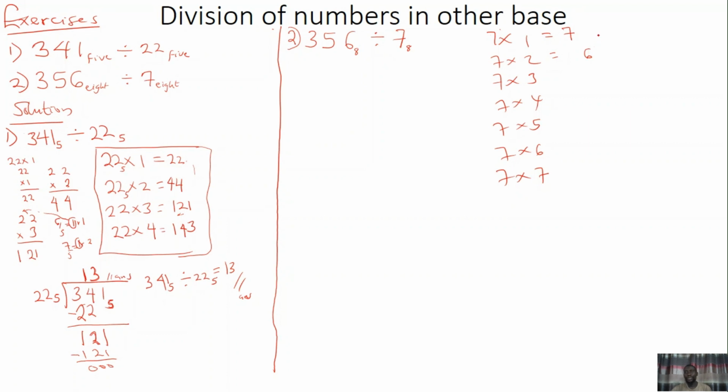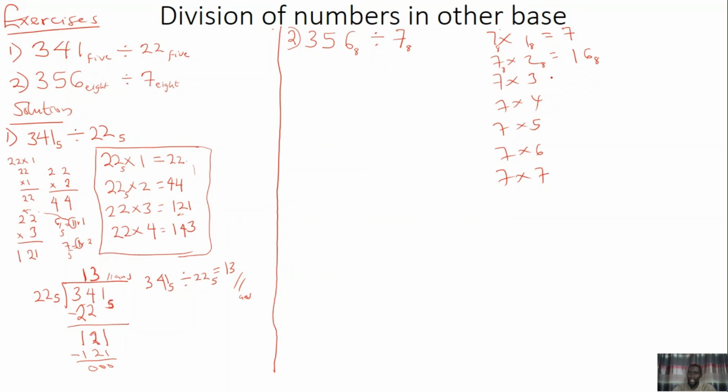And since there is no other column we're going to work in, we are going to drop the 1 that we are carrying here, and that will be 16 base 8. So therefore, 7 base 8 times 2 base 8 is equal to 16 base 8. If you're not clear with this multiplication, you can watch my video on multiplication of numbers in other bases.